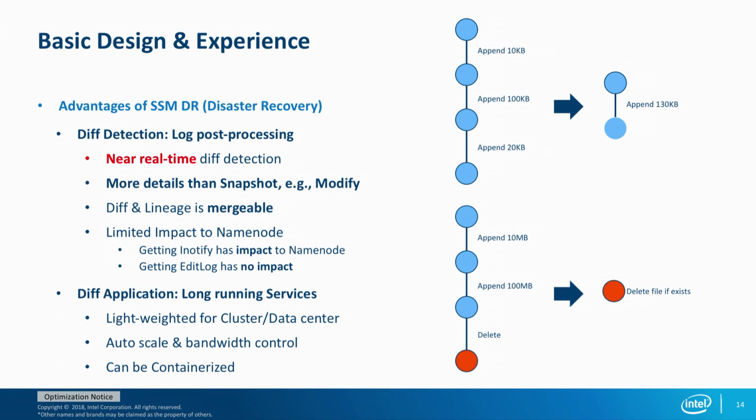We can merge this diff and do one thing. For example, we have a lot of appends, and we can merge them together and copy in block level. And sometimes you have a lot of operations: you append it, you delete it, and if you delete this file, that means this file does not need to be copied to remote.